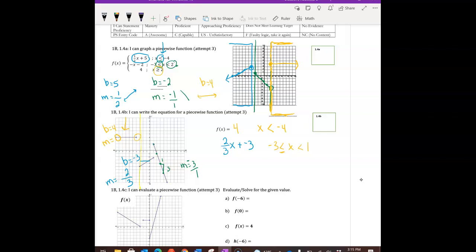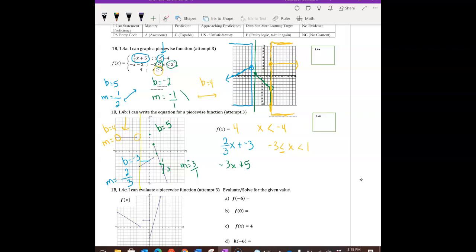So from this point right here, I'm going to rise 3 and run 1, and hopefully you see that your y-intercept is at 5. So I can write my equation as -3. You could also put -3/1 x plus 5.